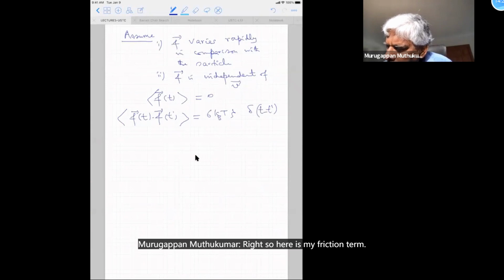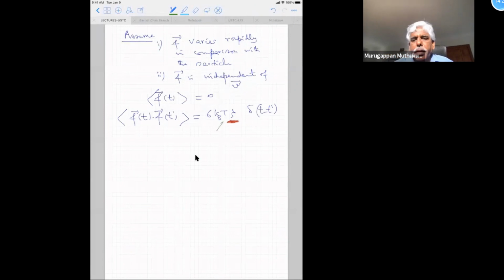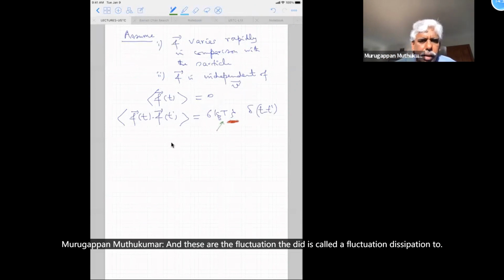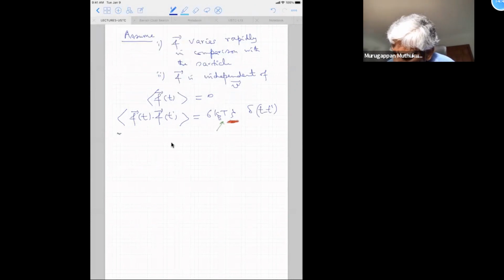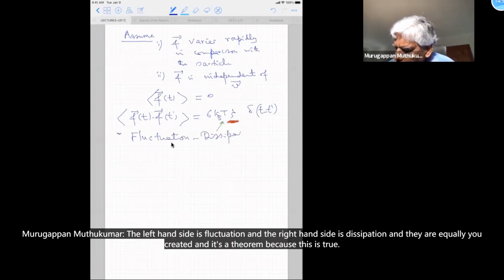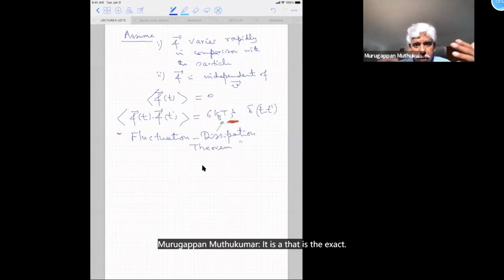Right, so here is my friction term, and this is my temperature. Temperature is thermal energy, and the friction is a dissipation. Friction costs energy, and this is a fluctuation. Now, this is called the fluctuation dissipation theorem. The left-hand side is fluctuation, and the right-hand side is dissipation, and they are equated, and it's a theorem because this is true. This is exact.